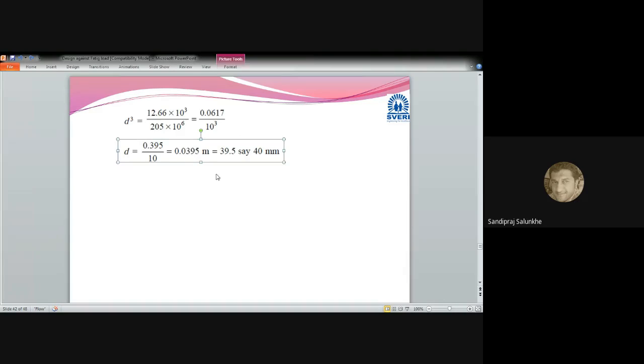You will get the answer in terms of meter, which we have to convert into millimeter. No doubt, if you put this value as it is, this calculation will give you a value of 0.0395 meter. Don't forget to write the unit. If you keep it as it is, no problem, but it is better to convert into millimeter. Any question related to all this discussion?